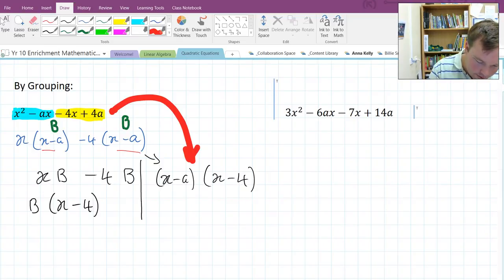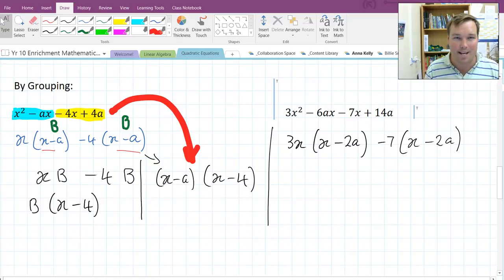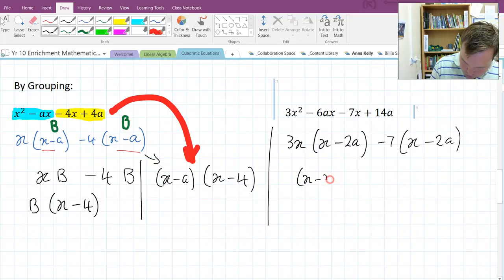I'll show you again with another example. Left-hand half, we would be looking to take out 3x, and what would be left would be x take 2a. Right-hand half, we're going to take out a negative 7, and what will be left is x take 2a. Then the x take 2a is the same, and this only works if they are the same. So we take that out: x take 2a, and what's left is 3x take 7.